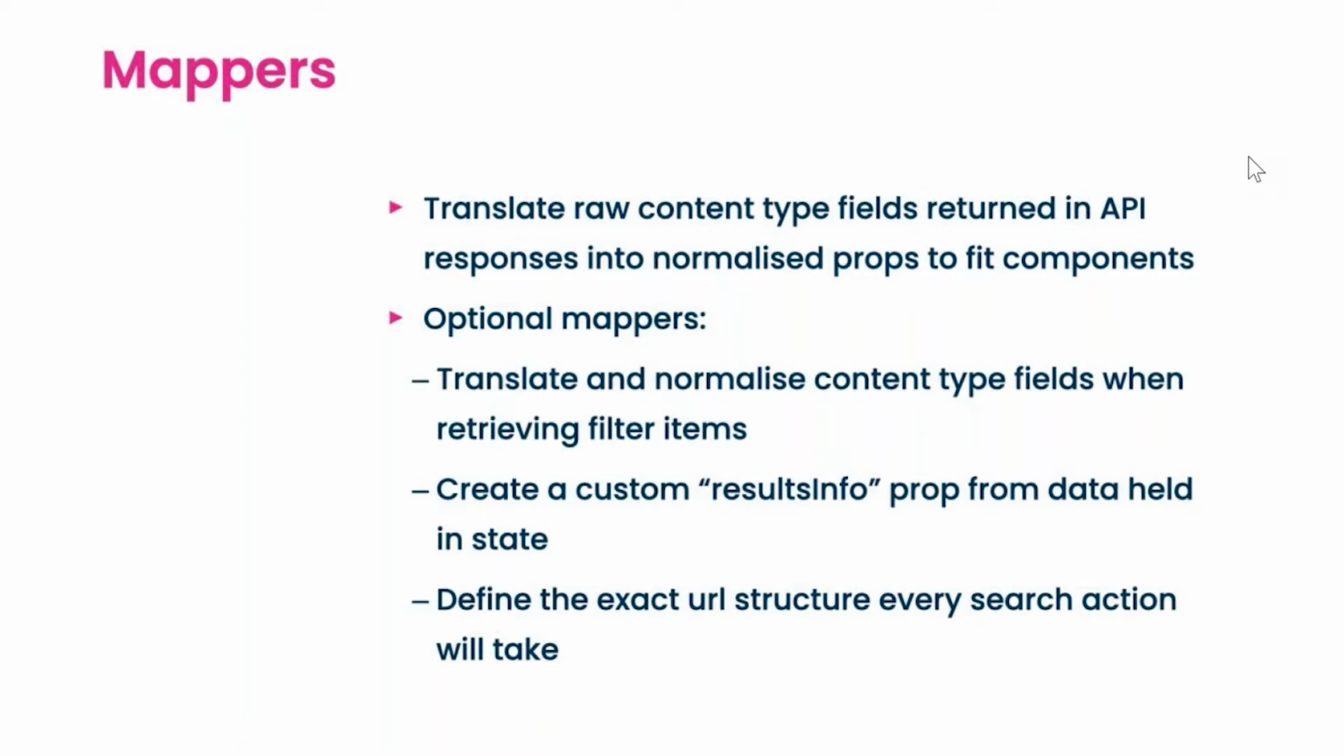And then another mapper that we have is to handle custom URL formats. Basically, you can define the exact URL structure that when we take a search action, what the URL will look like after that search action has been performed. But that's more for heavier customization stuff. The really important one that we need for today is to translate our raw content type fields from the API responses. So we'll look at that in detail in a sec.